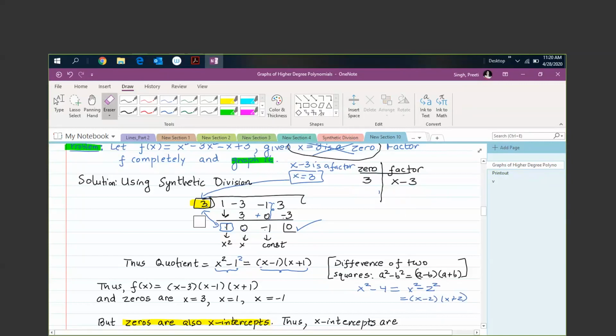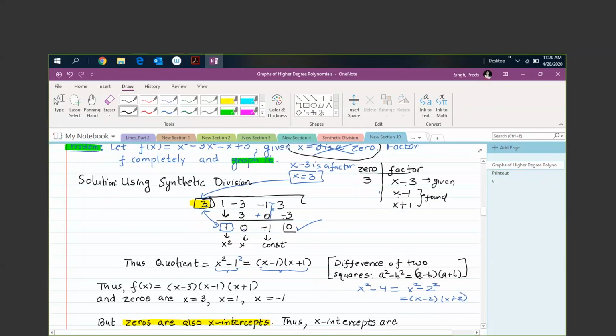So one of the 0s was already given, which is 3. The corresponding factor is x minus 3. The other two factors that I have found are x minus 1 from here, these are the ones I found, and x plus 1. So these are the ones we found here, and this was already given.